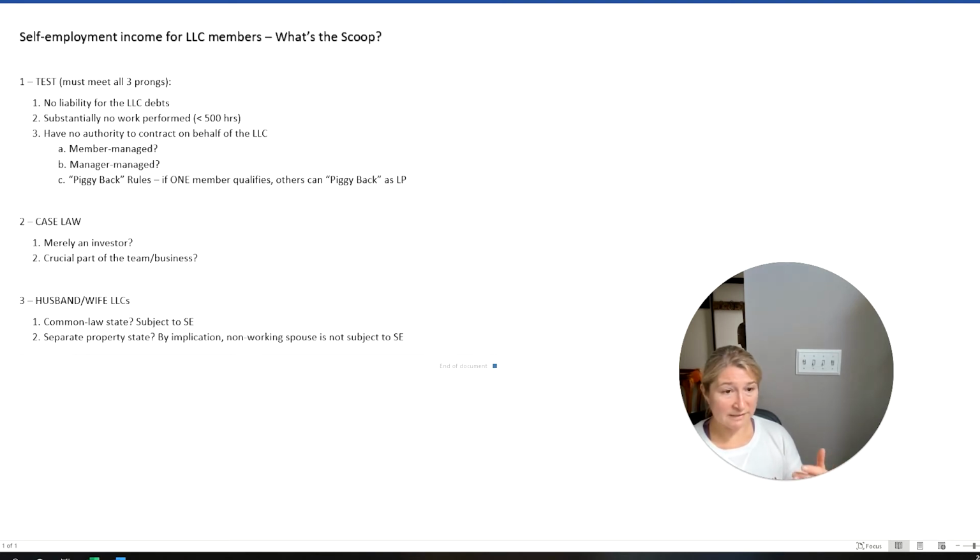So if that's the case, then the person that is not a manager would qualify as long as they meet all three of those conditions. Then they would qualify under this three-prong test, and that's the easy way to determine that they are a limited partner and that their box 1 income is not subject to self-employment taxes.